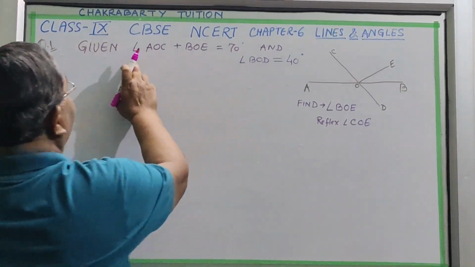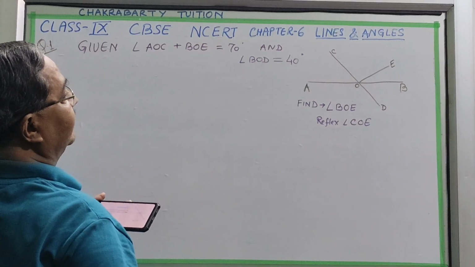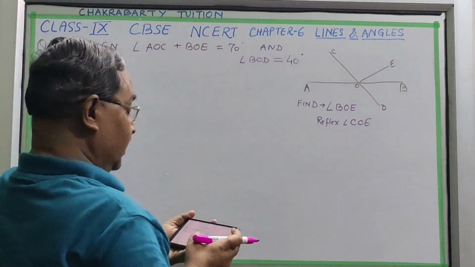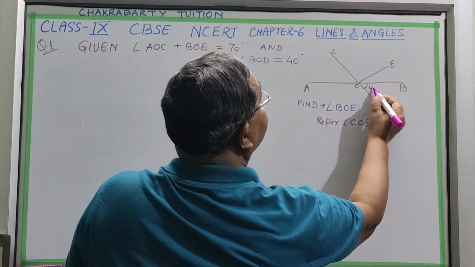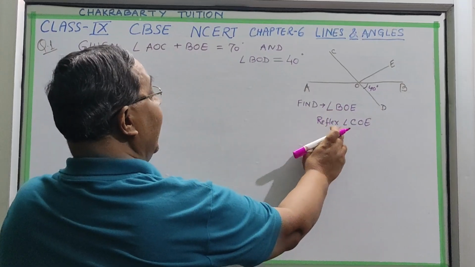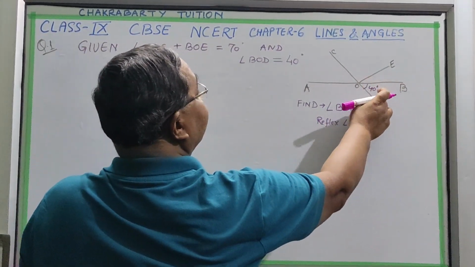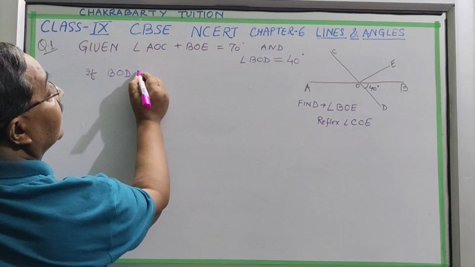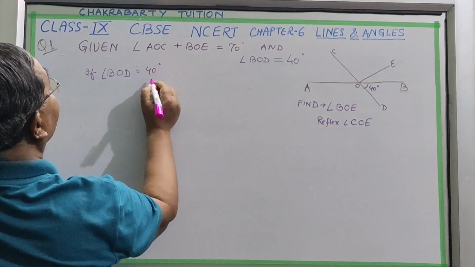They have given angle AOC plus angle BOE equal to 70 degrees, and angle BOD is 40 degrees. BOD is already given as 40 degrees, and you have to find out angle BOE and reflex COE. So angle BOD is equal to 40 degrees.